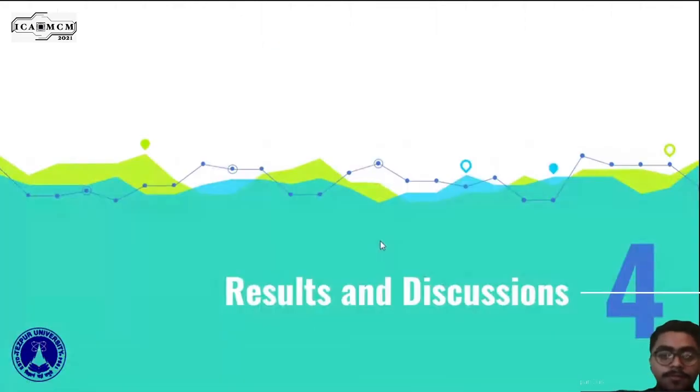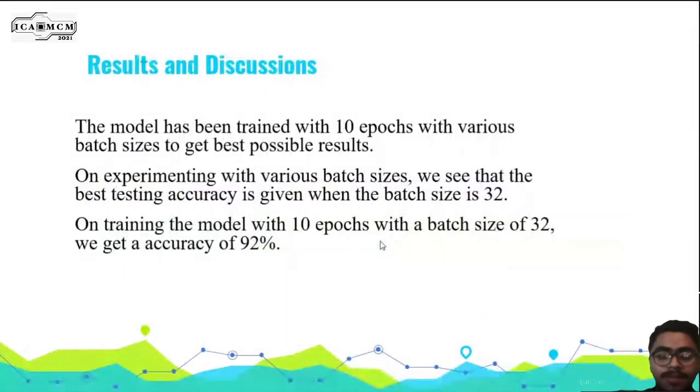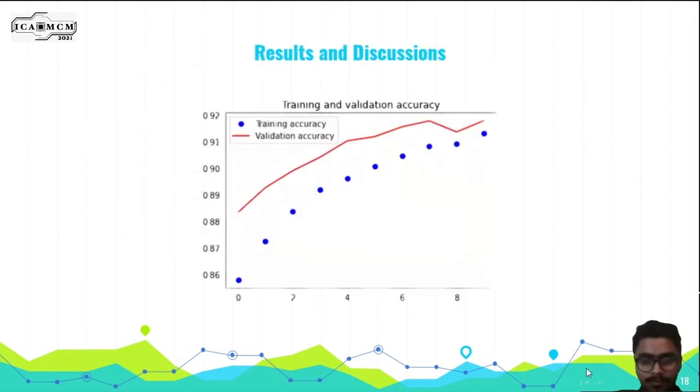Results and discussion. We have experimented with different batch sizes and training epochs to get the best results. On training the model with 10 epochs with a batch size of 32, we have achieved an accuracy of 92%. This graph that you can see is a comparison between the training epochs and the validation accuracy. As you can see, at the 10th epoch, we reached a validation accuracy of 92%.